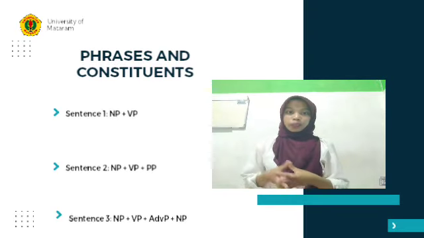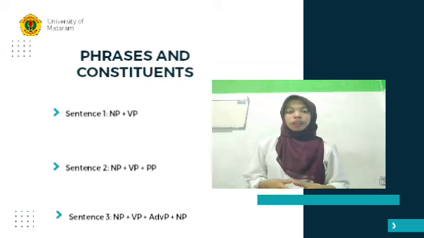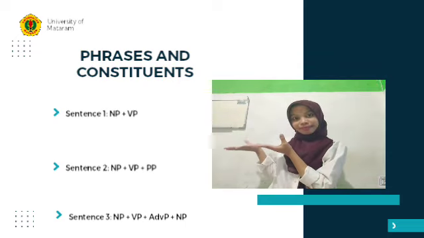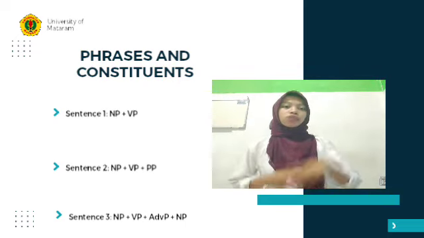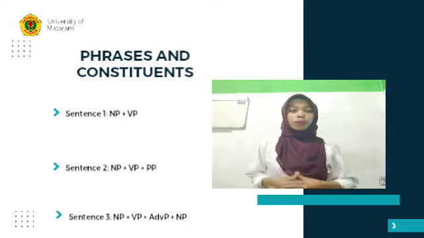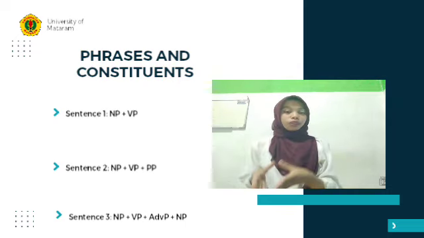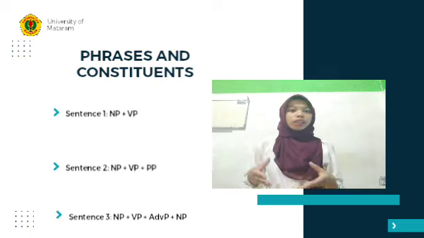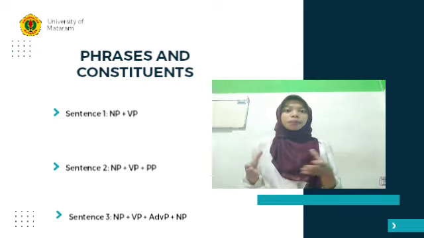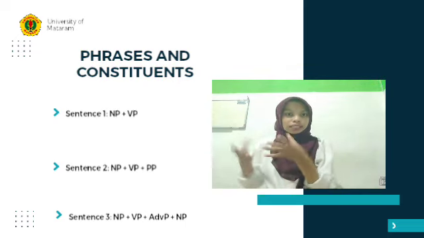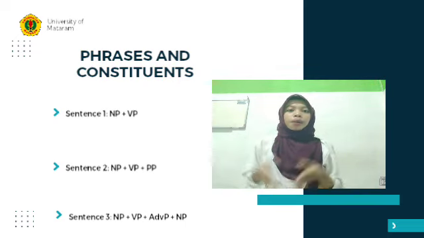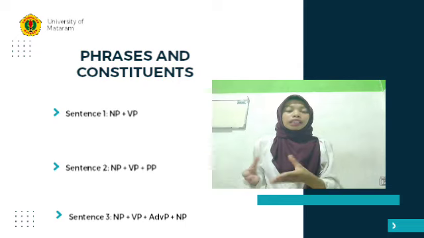Okay, the next is phrases and constituents. Then I analyze three sentences into their constituent structures. The first one is "Indonesia is a beautiful country." The subject is "Indonesia," a noun phrase, and the predicate is "is a beautiful country," a verb phrase with a linking verb "is." And the second one is "Most people live on the island of Java."